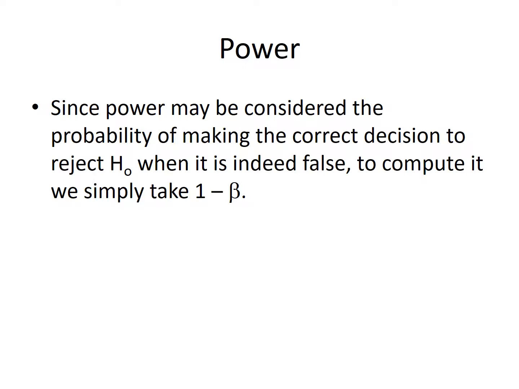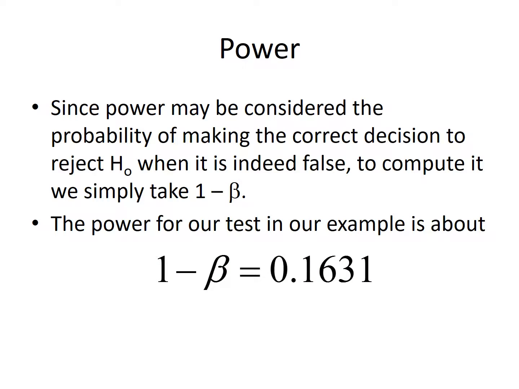Since the power may be considered the probability of making the correct decision to reject the null hypothesis when it is indeed false, we simply take 1 minus beta. So the power of our test in our example is about 0.1631.